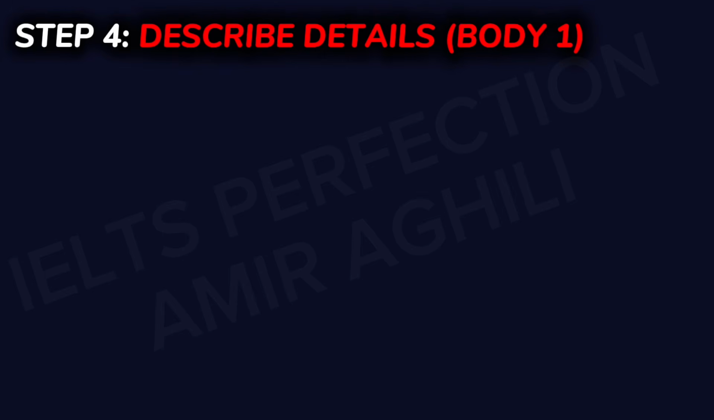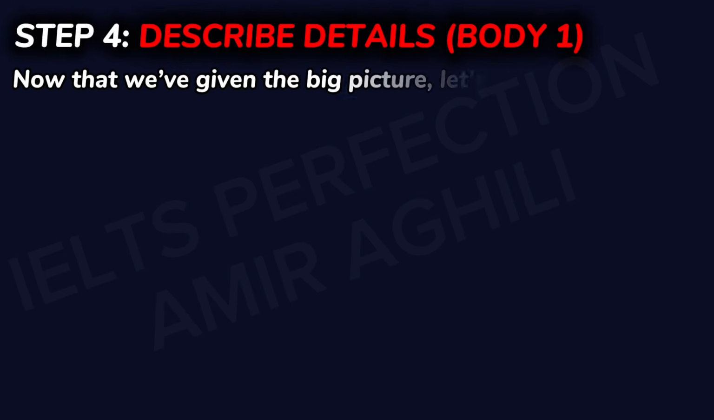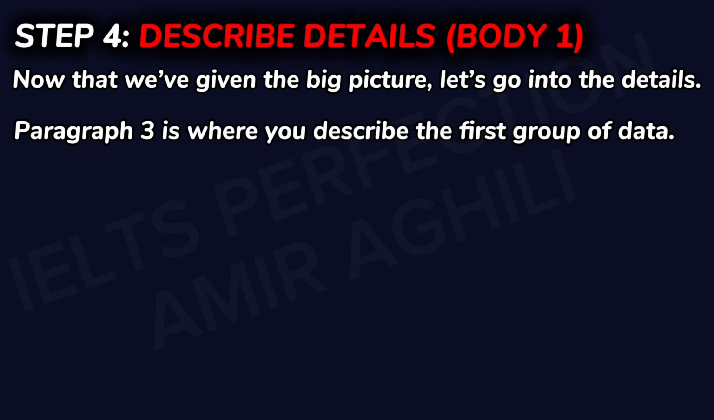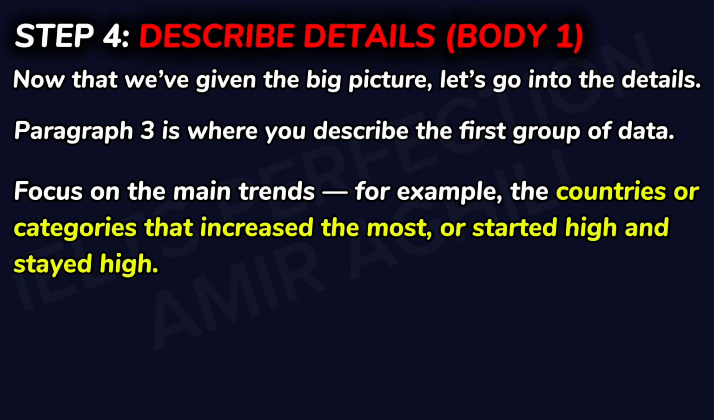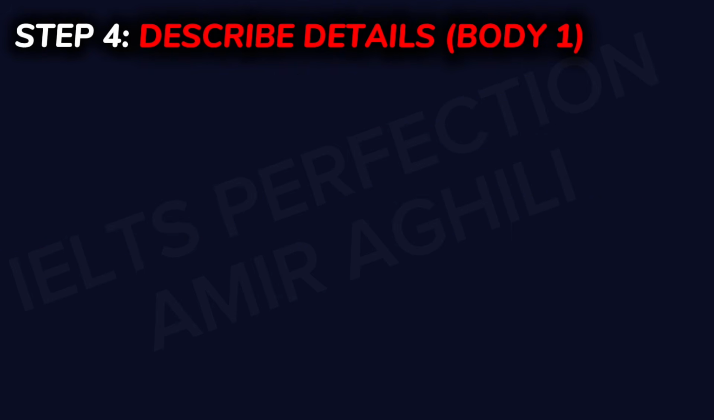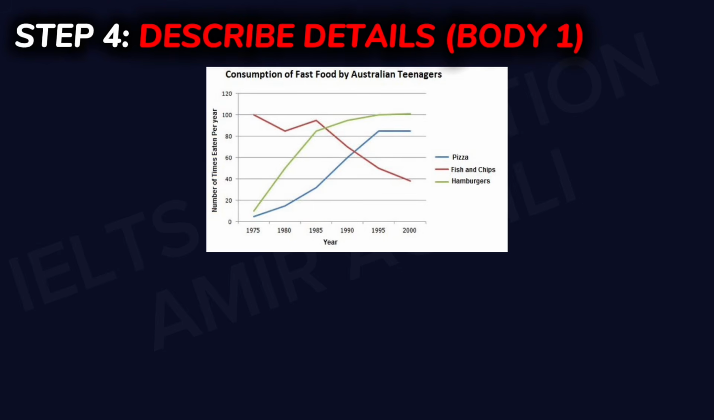Step 4. Describe the details, or body paragraph 1. Now that we have given the big picture, let's go into the details. Paragraph 3 is where you describe the first group of data. So, you need to focus on main trends. For example, the countries or categories that increased the most or started high and stayed high. Let's continue with the examples to understand it better.